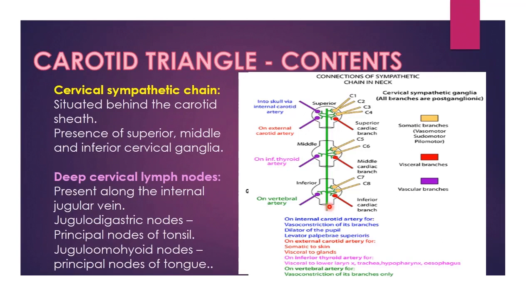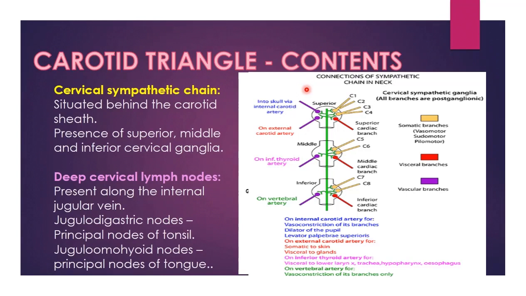Then the preganglionic fibers for the cervical sympathetic chain are not from the cervical spinal nerves. They are from the upper 4 or 5 thoracic segments of the spinal nerves. So T1 to T5 mainly gives the preganglionic fibers.